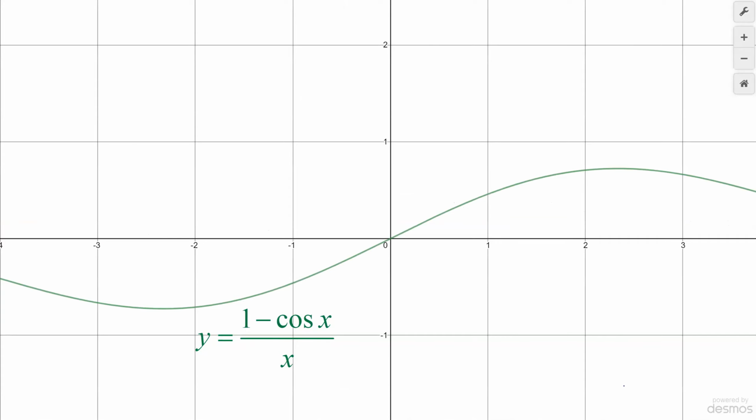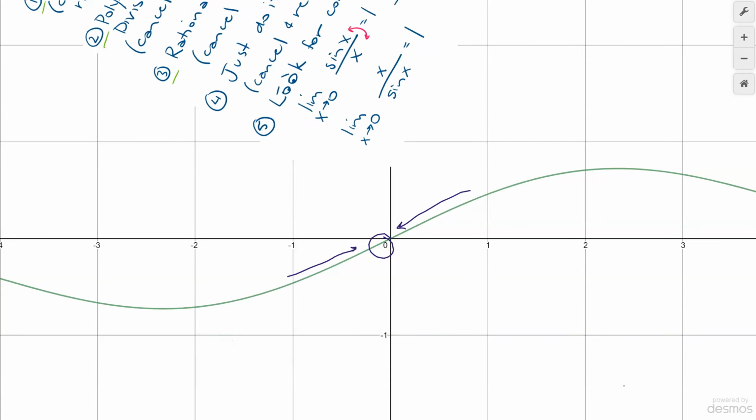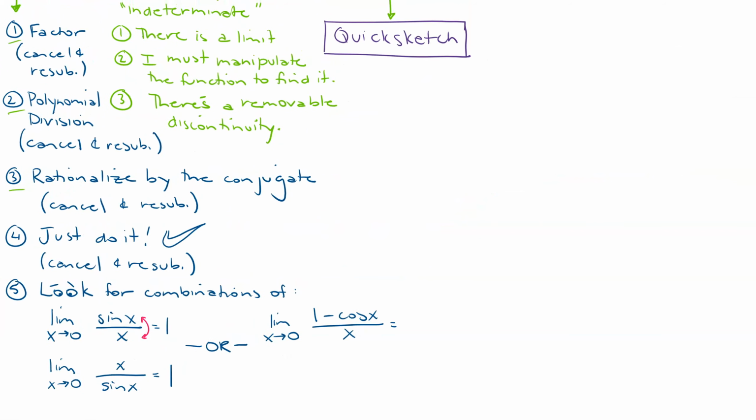Let's take a look at the y value that we're approaching as we approach 0 from both sides. From the left, our y value is 0. From the right, our y value is 0. The limit of this function is 0. So back on our limit chart, I'm going to write that the limit as x goes to 0 of 1 minus cosine x over x equals 0.